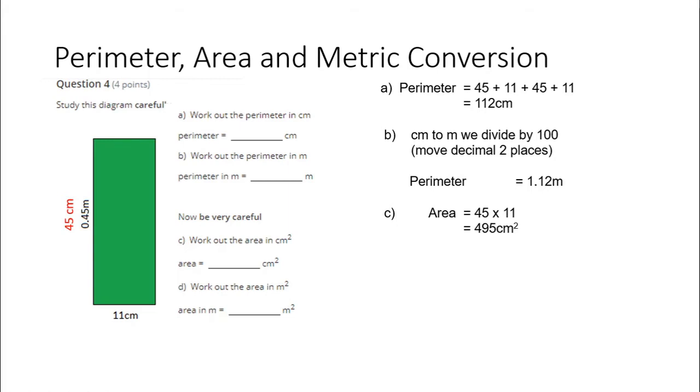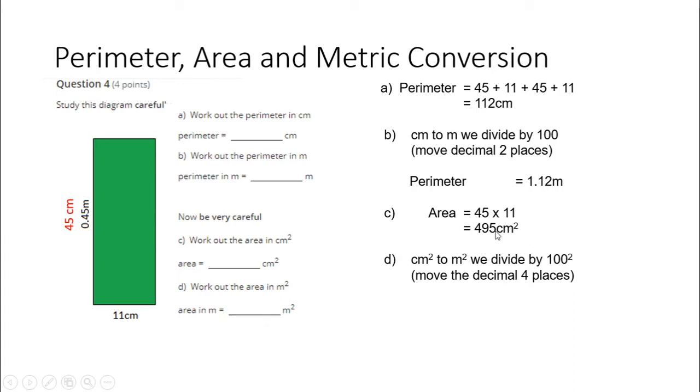And question D, the area in meters squared. We went over this week, converting from centimeters squared to meters squared. We don't just divide by 100 as we usually would from centimeters to meters. We divide by 100 squared. When we're converting the units of two-dimensional measures, we need to divide by the scale factor squared. So we need to divide by 100 and then divide by 100 again. That's moving the place value 4 places.